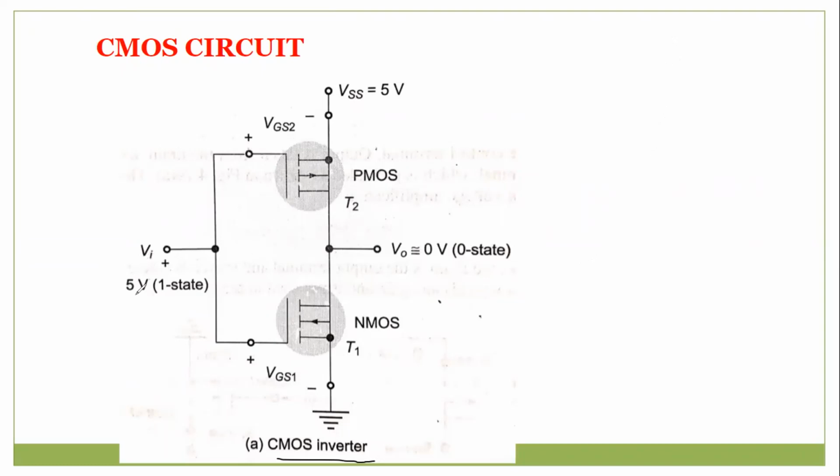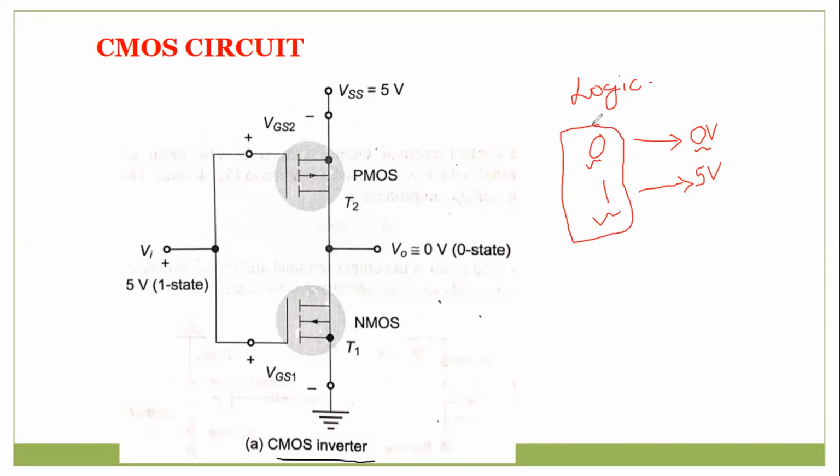Now here I told that these are the logical states. Logic 0 means 0 volt. Logic 1 means we are providing 5 volts. If you provide 5 volts, it is generating a logic 1. If you provide 0 volt, it is logic 0. In digital electronics, we have 2 states, 0 or 1. 0 is indicated with 0 volt, 1 is indicated with 5 volt.